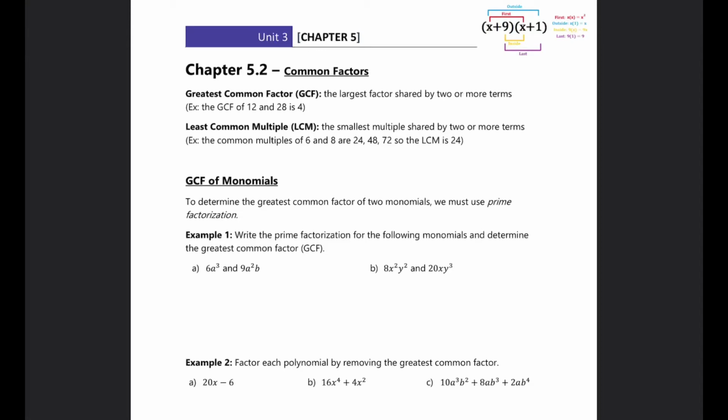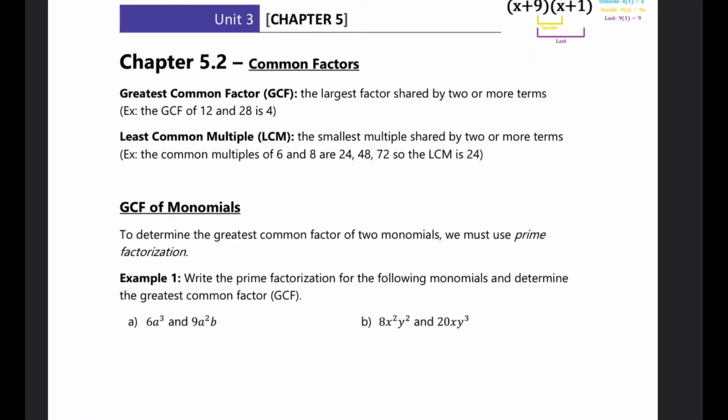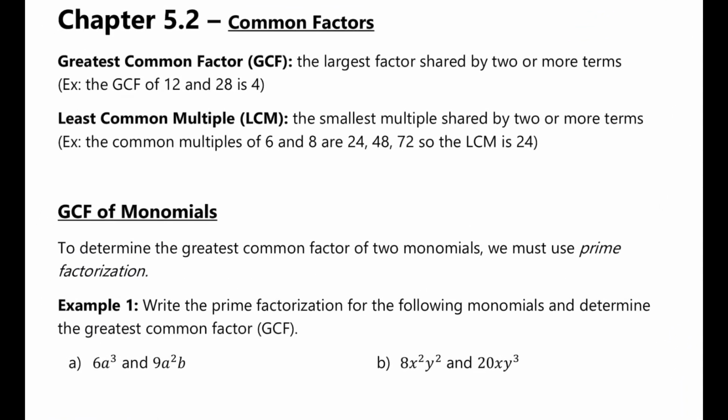Chapter 5.2 Common Factors. Let's take a look at greatest common factor. We call it GCF sometimes. So the largest factor shared by two or more terms is called greatest common factor.